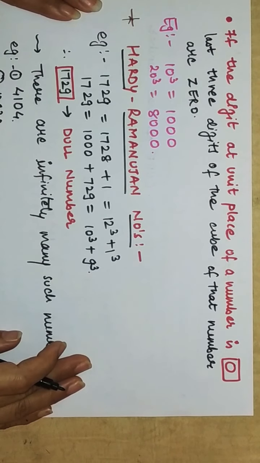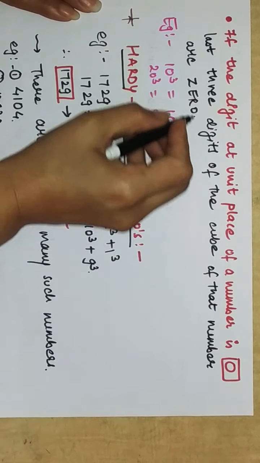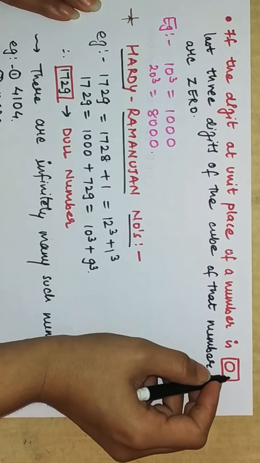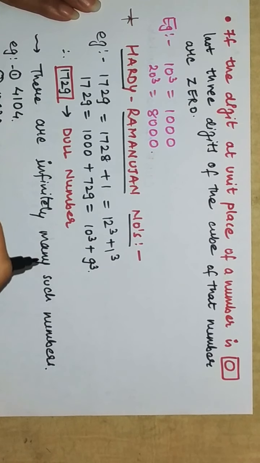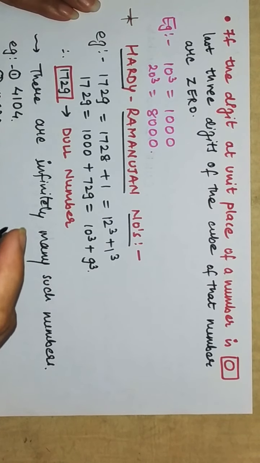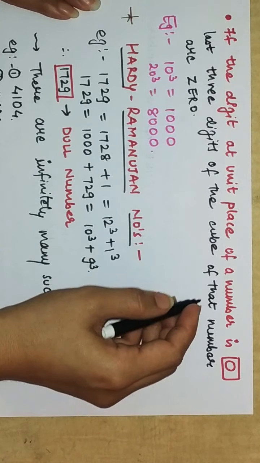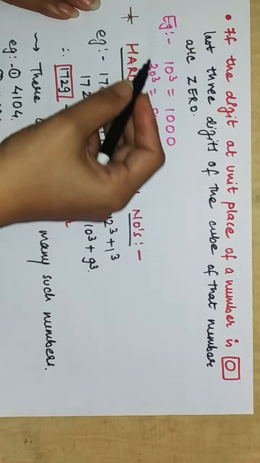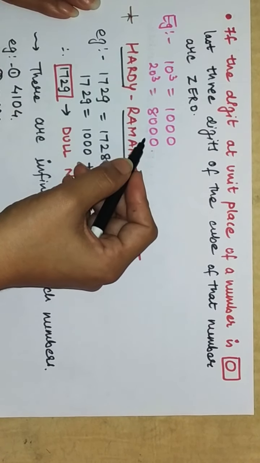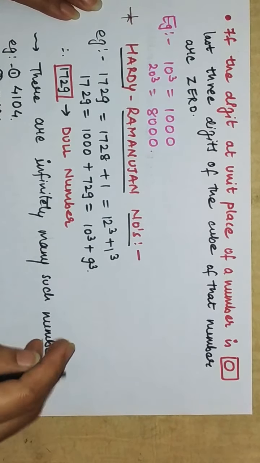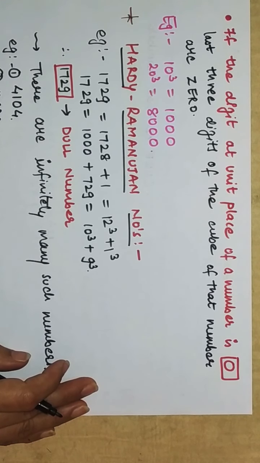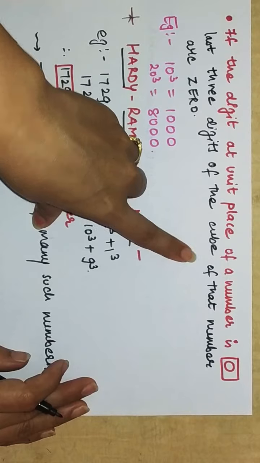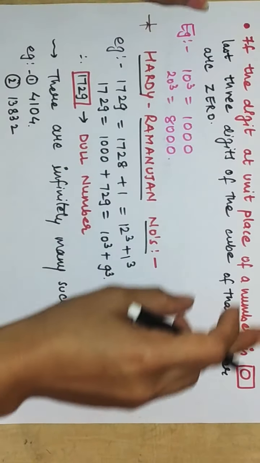Now let us look at some more important points. If the digit at the unit place of a number is 0, मतलब आपको कोई भी नंबर दिया है उसका जो यूनिट प्लेस है वहां पे अगर 0 आ रहा है तो लास्ट 3 डिजिट्स ऑफ द नंबर of the cube of that number are 0. That is 10 cube is equal to 1000, 20 cube is equal to 8000. लेकिन हमने स्क्वायर में क्या देखा था कि स्क्वायर में अगर आपका यूनिट डिजिट 0 आता है तो यू विल गेट 2 zeros at the end because that was square. But here we are talking about cube. So this was about zeros.